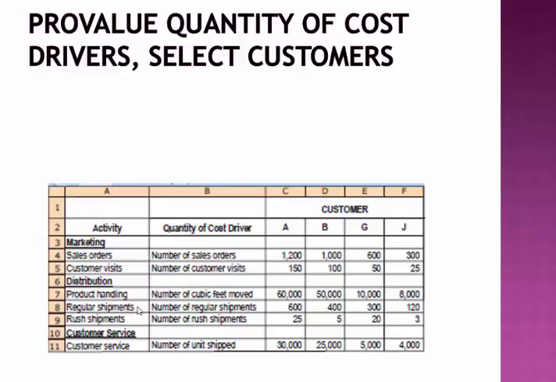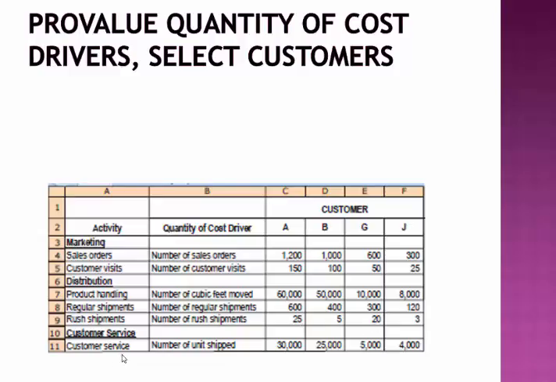The number of regular shipments can be totaled up. Over the period, we had 600 shipments to A, 400 shipments to B, 300 shipments to G, and 120 to J. Rush shipments, we had 25 of those to A, 5 to B, 20 to G, and only 3 to J. So something's going on here with A and G. They've got a lot of rush shipments. And we recall those were pretty darn expensive, right?